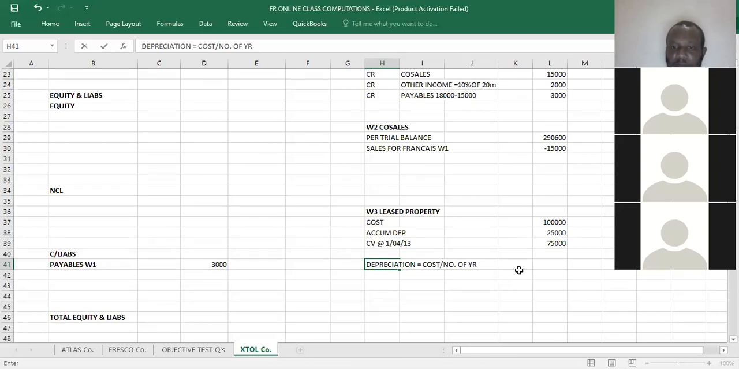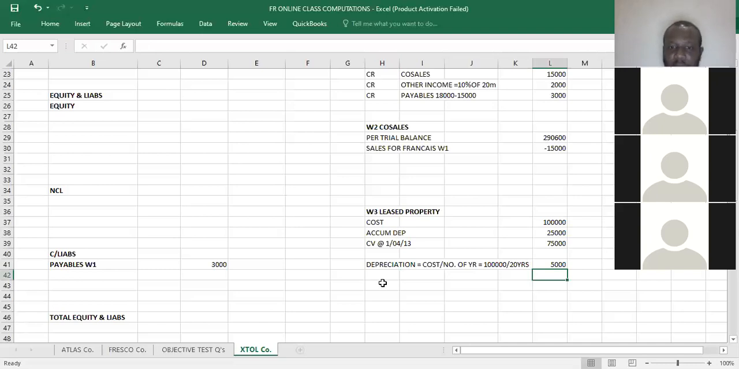Please, it's not your carrying value. We use carrying value when you have revaluation. If not, it will be the original cost. So what we have here is cost, so it will be 100,000 divided by the 20-year life. Do you get what I'm saying? So it's equal to that 100,000, I hope this is not 1 million, divided by 20 years. So that's 5,000.